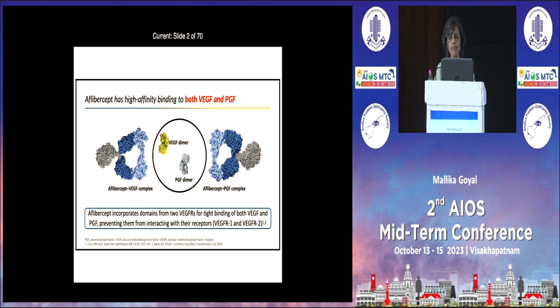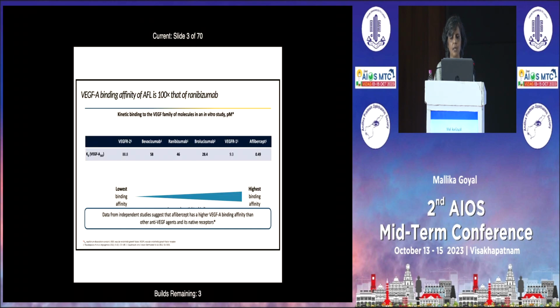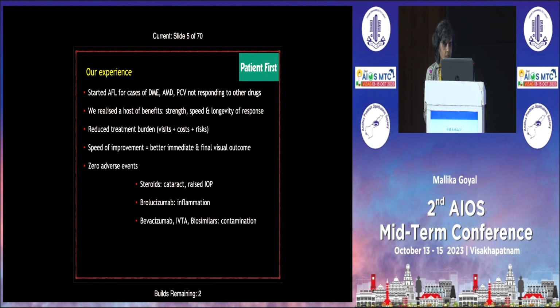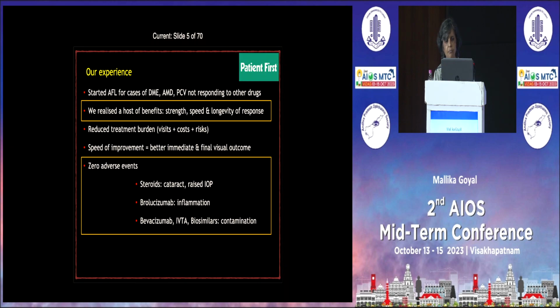benefit. So we know aflibercept has a high affinity binding to VEGF as well as PGF. And this dual action gives it very high efficacy, as well as a long duration of action in the vitreous. Initially we used aflibercept only for cases that were not responding to other drugs, including steroids. But when we started using it for these resistant cases, we realized a host of benefits. We saw the efficacy, the speed of response, and the longevity of response, which led to reduced treatment burden. And in addition, this all came with zero adverse events of other agents.